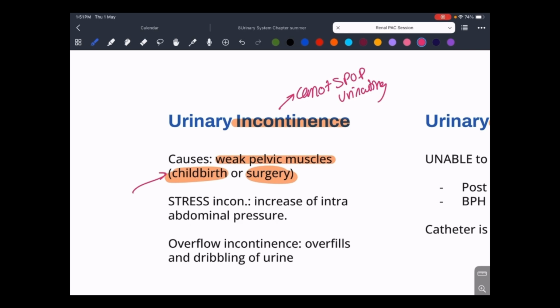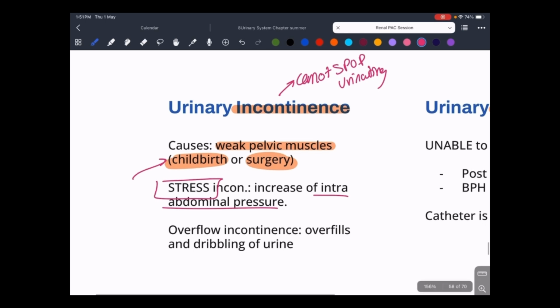Another kind of urinary incontinence is called stress incontinence. Think of anything that increases intra-abdominal pressure. Pregnancy is one of them. Laughing is one of them. Sneezing is one of them. Anything that increases intra-abdominal pressure is stress incontinence. And then overflow incontinence is when the bladder keeps getting in urine until it overfills and it dribbles.